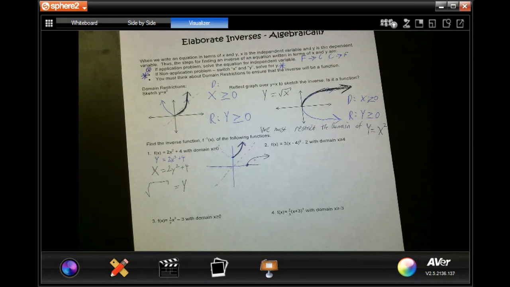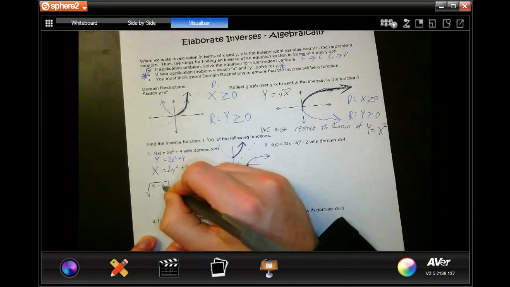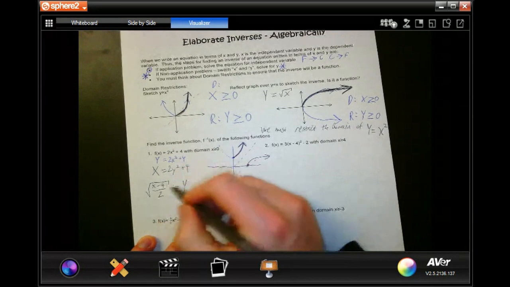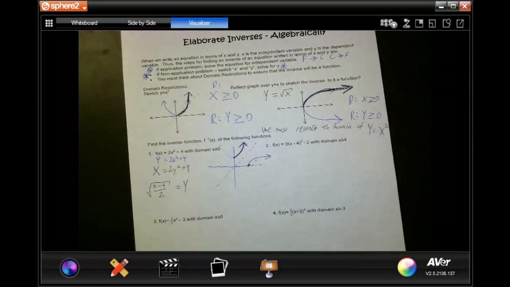Yeah, we're going to have the square root of x minus 4 all over 2. And that's why I like that little hook at the end, so you're square rooting that entire thing.